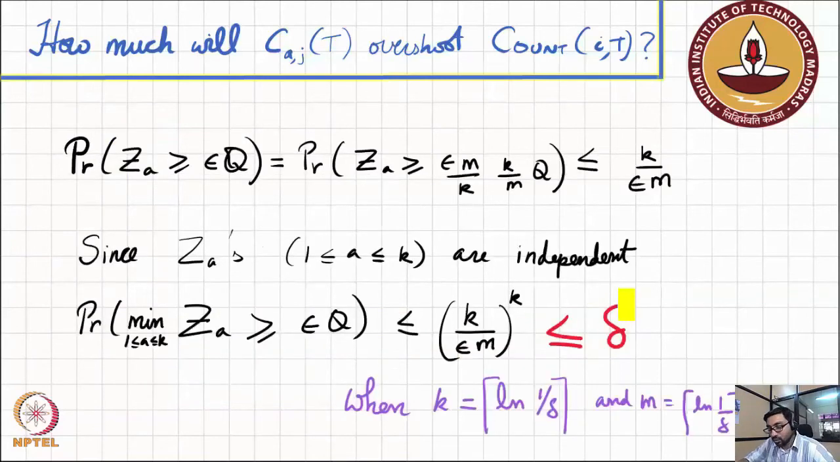And remember, this quantity is the probability of the bad event, and we want the probability of this bad event to be at most delta. We can achieve that by setting our k to be ln 1 over delta, and to make sure that it's an integer, we take the ceiling, and m equal to roughly ln 1 over delta times e over epsilon. If we plug these values in, we will get the appropriate delta that we want.